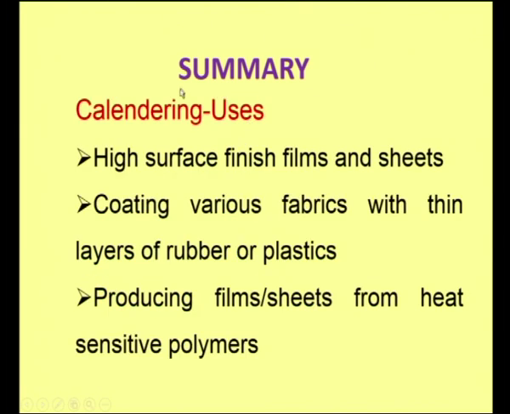If you look into the calendering uses, high surface finish films and sheets are possible because of the roll arrangements. And not only do we prepare films or sheets; calendering is also used for coating various fabrics with thin layers of rubber or plastics, and also for producing films or sheets from heat sensitive polymers. Some of the heat sensitive polymers could not be processed in conventional processing machinery. There also we go for calendering.